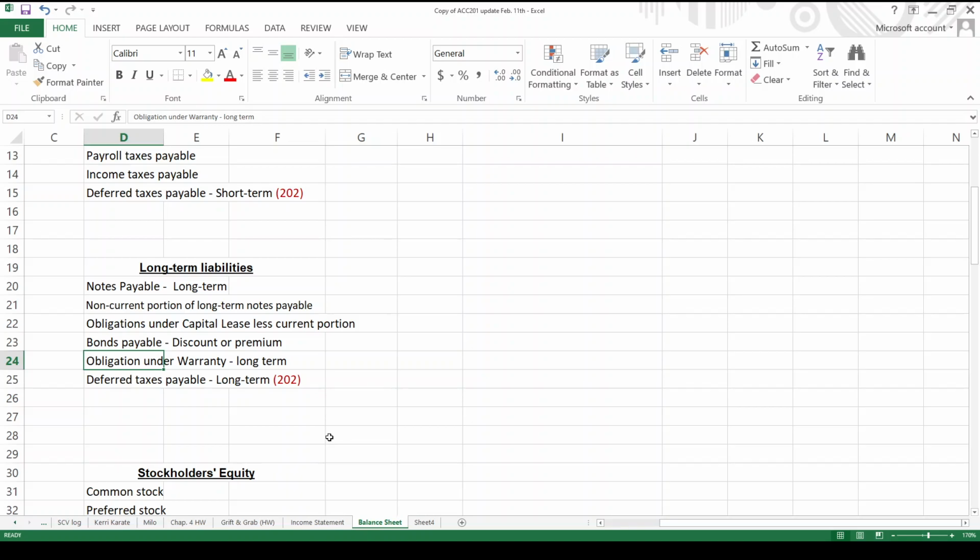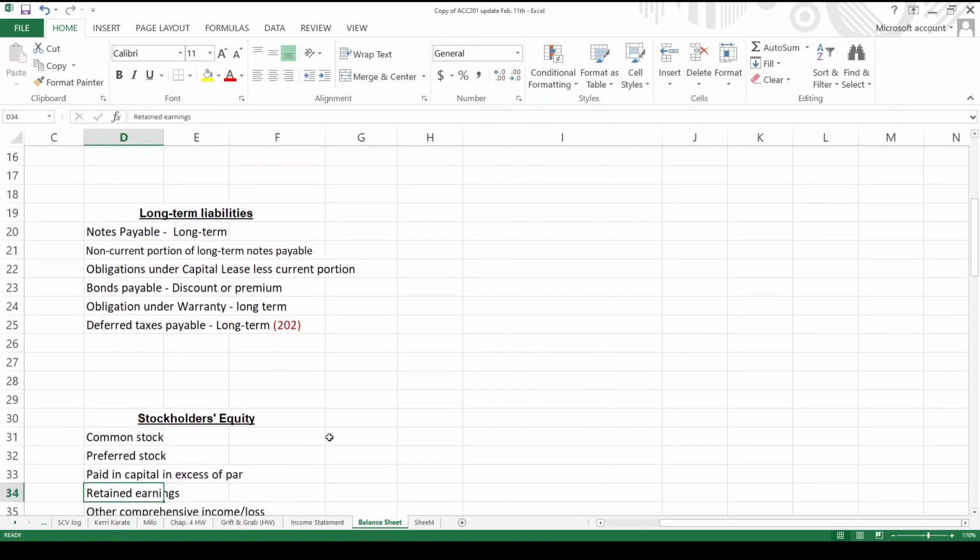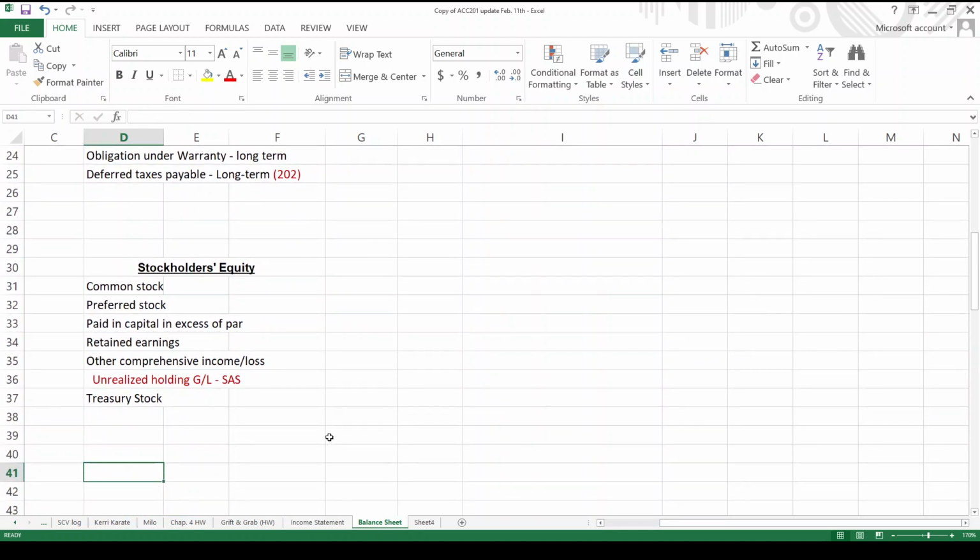Here's our warranty again, right? All of the cost you estimate beyond 1 year from the balance sheet date. Come down here, and what do we have? Stockholders' equity. Common stock is typically the voting stock. That's when you always hear about it on all the business networks.